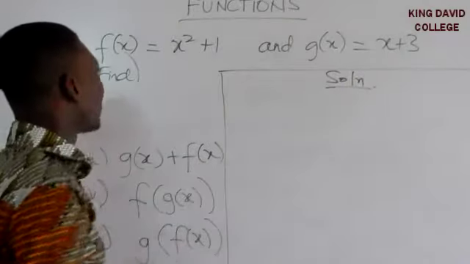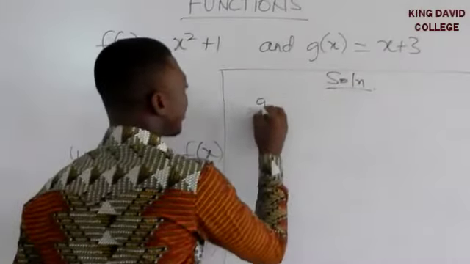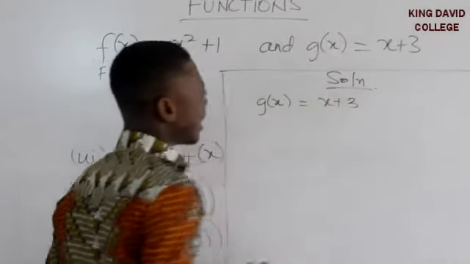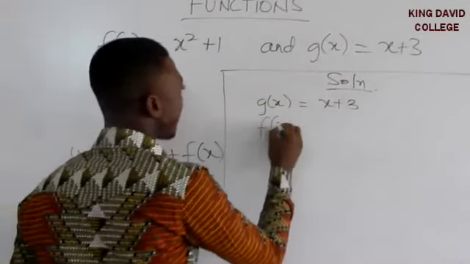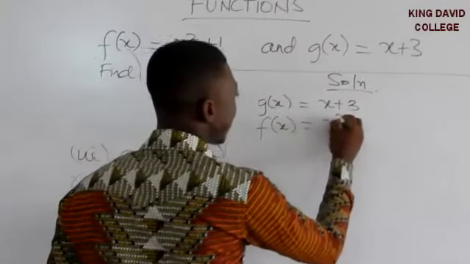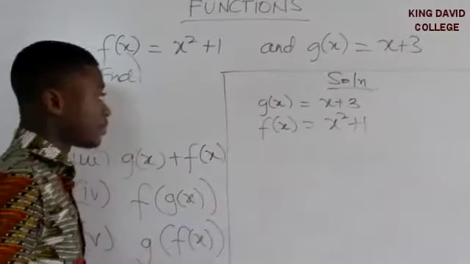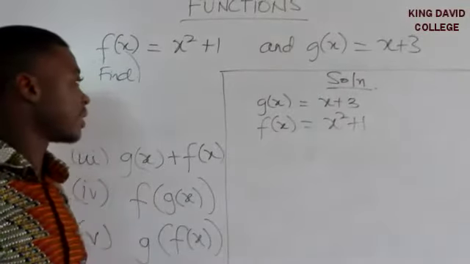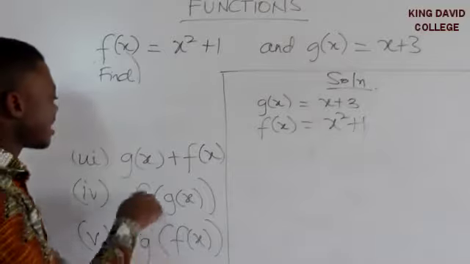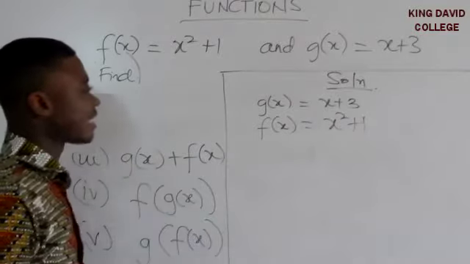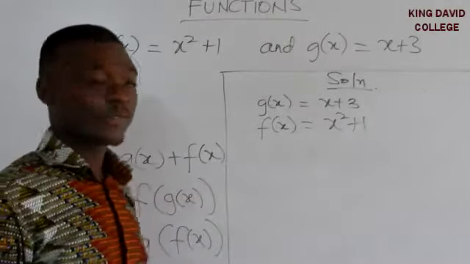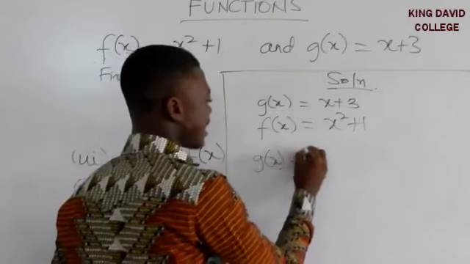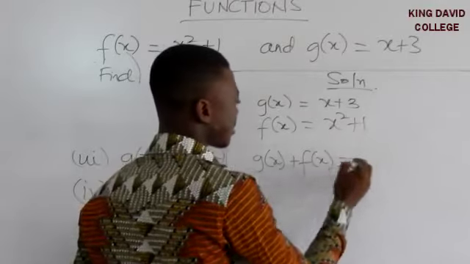So what is our g of x function? Our g of x function from the question is going to be x plus 3. And then our f of x function is x squared plus 1. So these are our two functions given to us in the question. So if this is saying g of x plus f of x, then simply sum the two functions. So it's just going to be g of x plus f of x, as we asked.